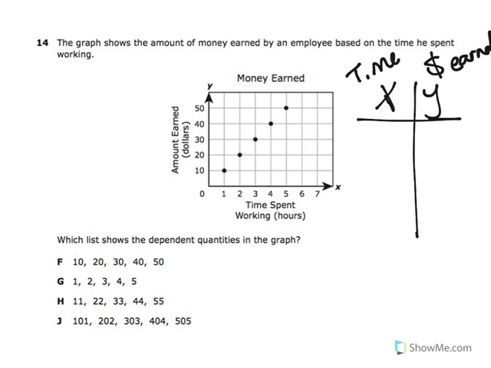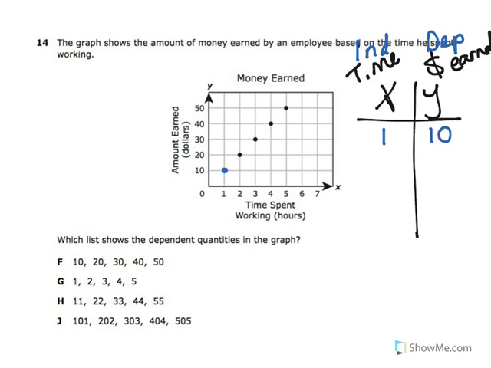So we've learned that our independent is our X, right? So here's our independent, and our dependent is our Y. So we're looking for the dependent. I'm going to look at these points on the graph, and this first one is 1, 10. So my X is 1 and my Y is 10.